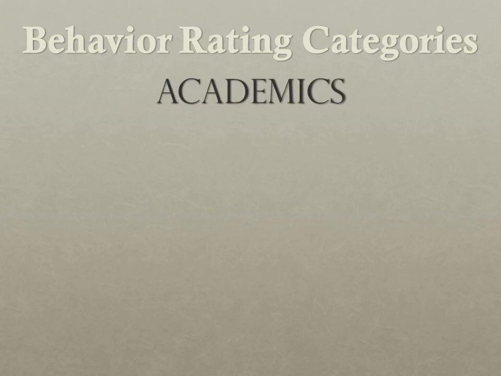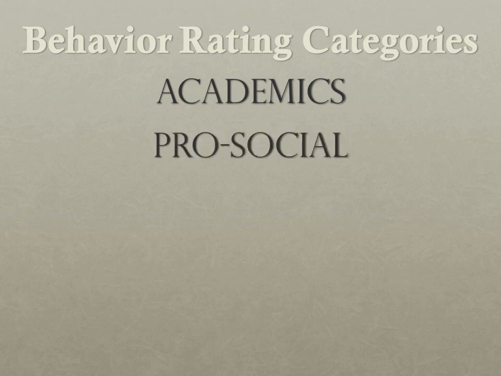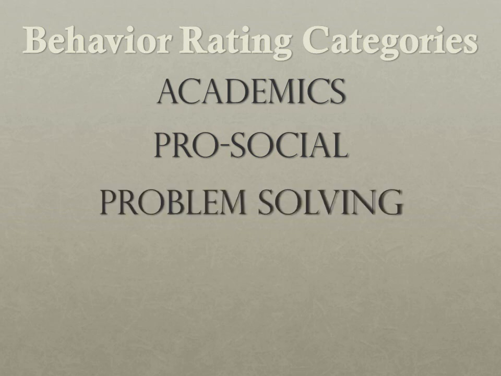The first category is academics. Things that may be included in academics would be, does the student complete homework on time? Is the student prepared for class? Does the student take advantage of the teacher's help? The second category would be pro-social. Items that may be included under pro-social would include how well the student works in a group. The third category would be problem solving. Here we look at how well the student can solve a challenge.